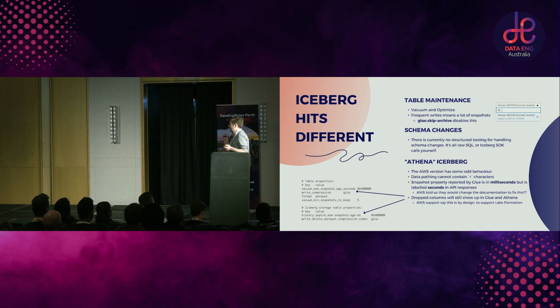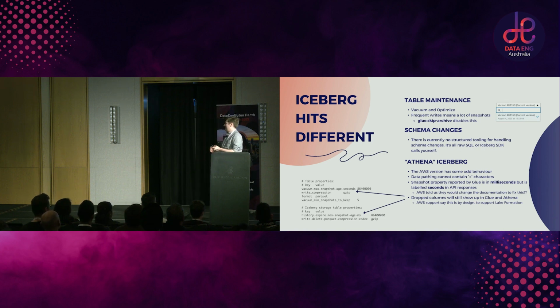Like you can't use equals characters, but it's not documented. In the file pathing in Glue, they label something milliseconds, but the API returns seconds. When we reported this to AWS, they said they'd change the documentation. And I was like, this isn't a documentation problem? And they were like, anyway.